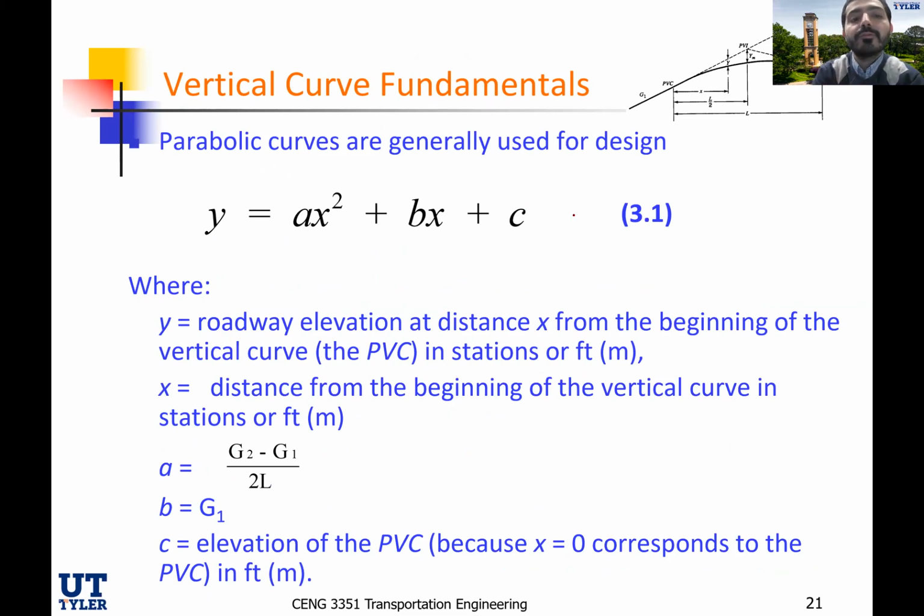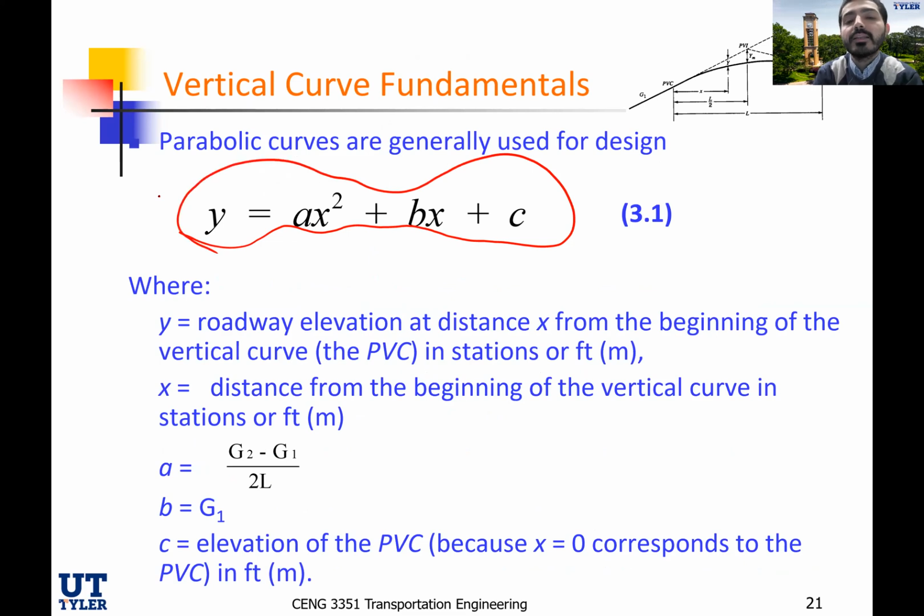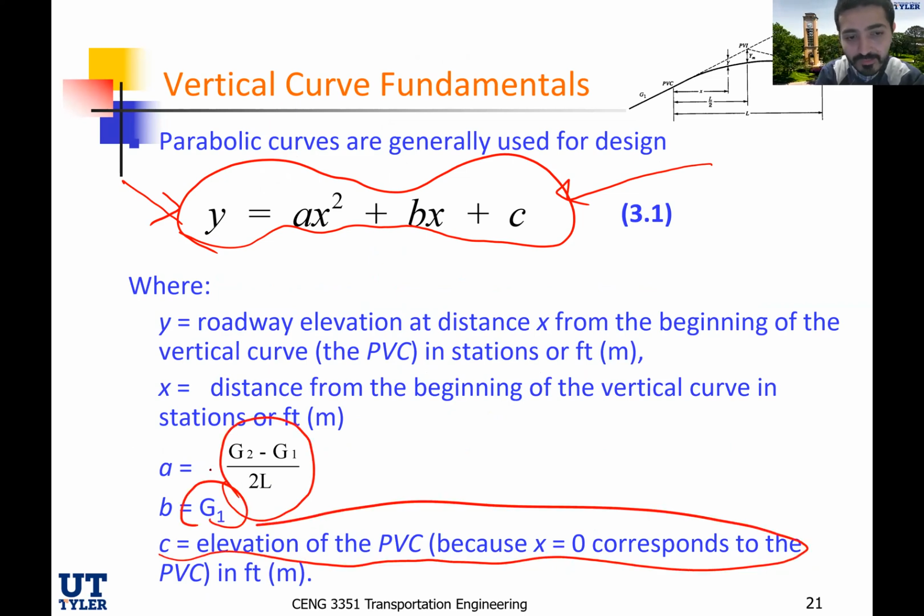We've now gone through the parabolic equation. I did not teach you new stuff here. This equation was the parabolic equation. I'm expecting you to know that y is equal to ax squared plus bx plus c. Simple and straightforward. Also, I'm expecting you to know those three numbers. Sorry guys, but yes, you need to know these. So the small a here is G2 minus G1 over 2L. And the b is G1, and the c is the elevation of the PVC.